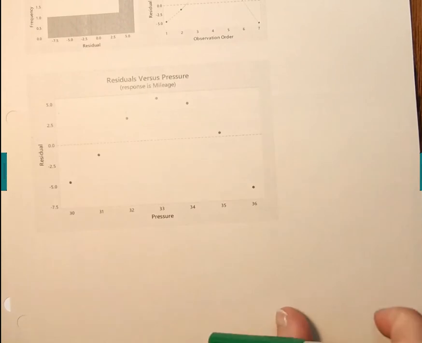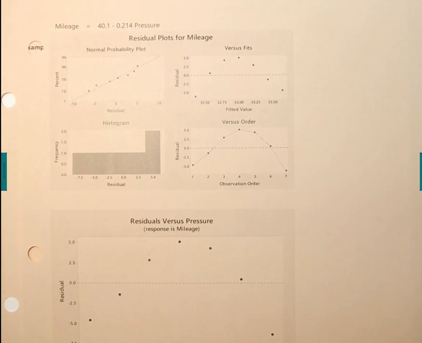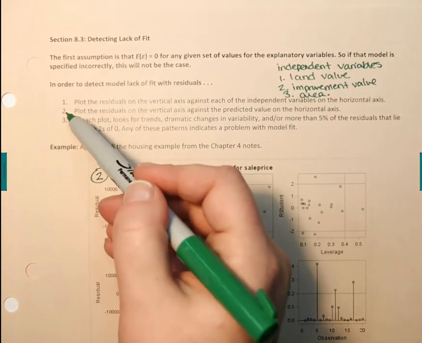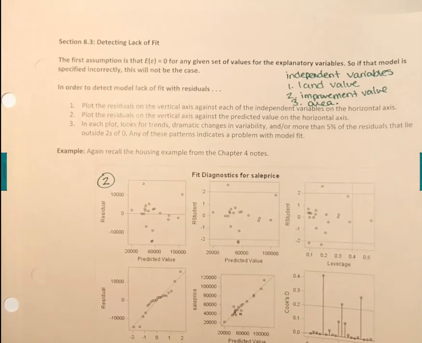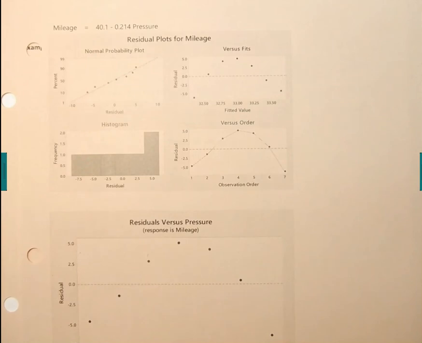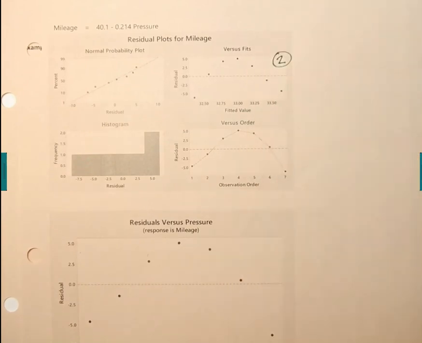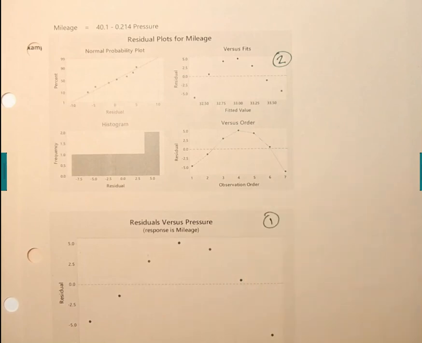All right, so looking here on page 7, we have 2 different sets of plots, and they're in opposite order of how they are listed on our page 5. Recall on page 5, we had these 2 different ways that we were going to plot things to look for lack of model fit. This one is the second bullet point, and this plot is the first bullet point.